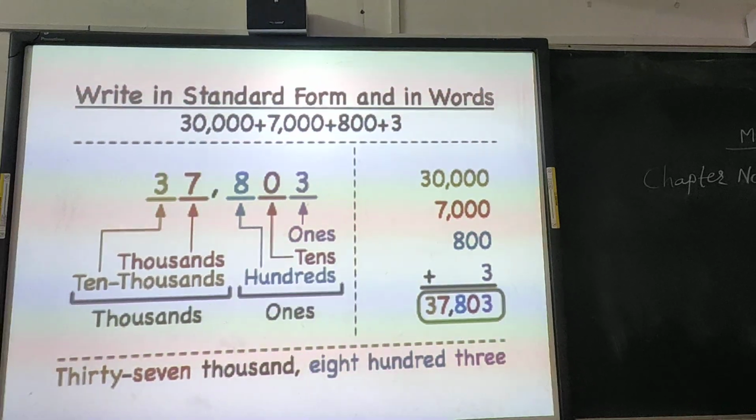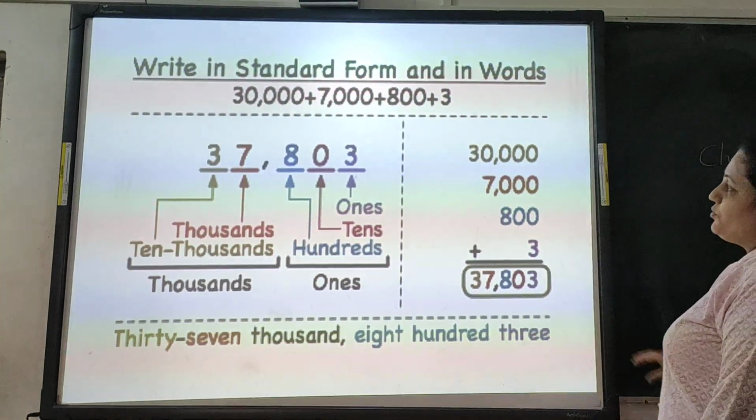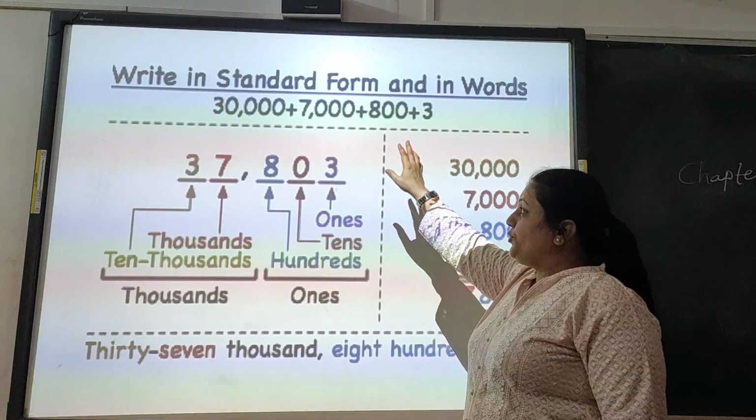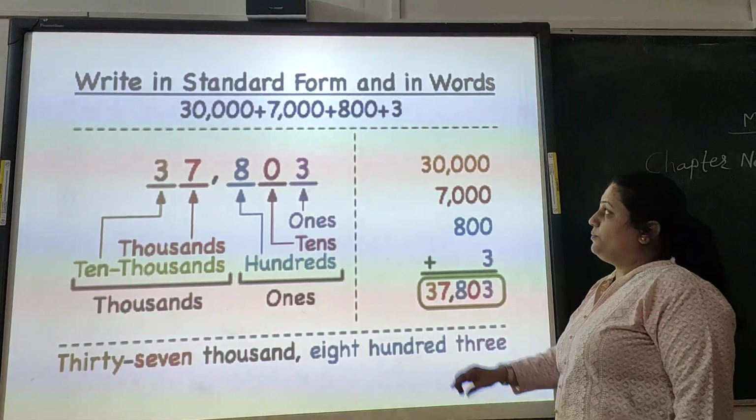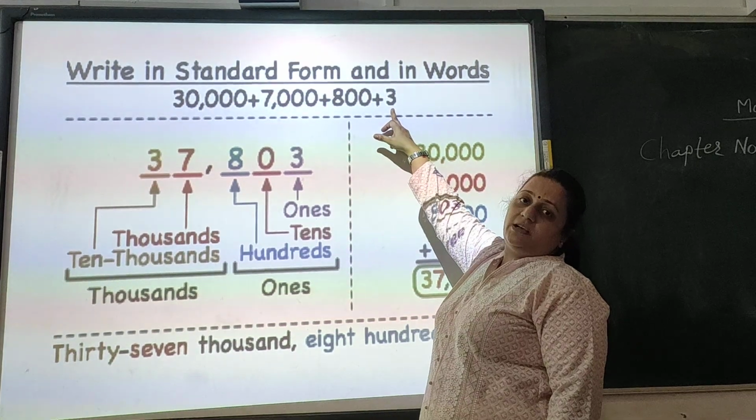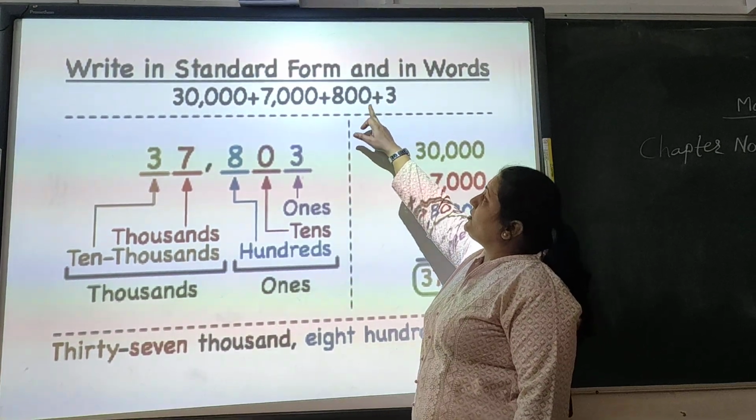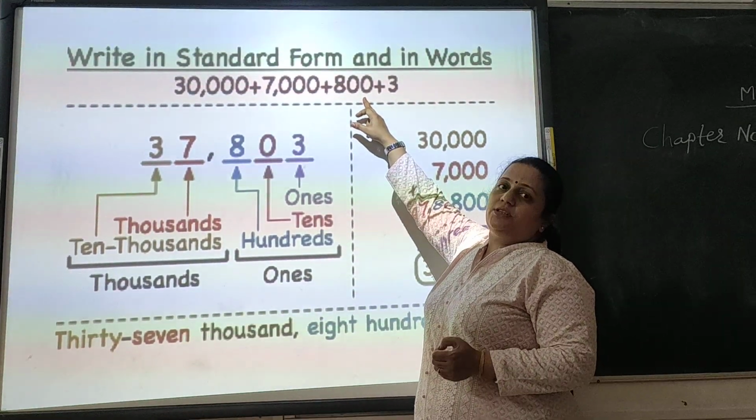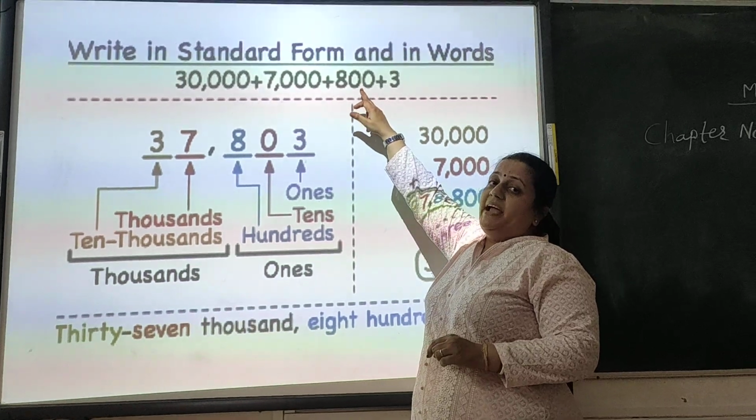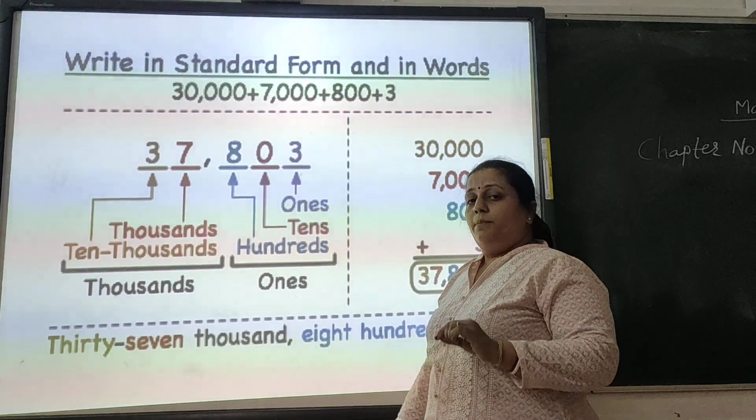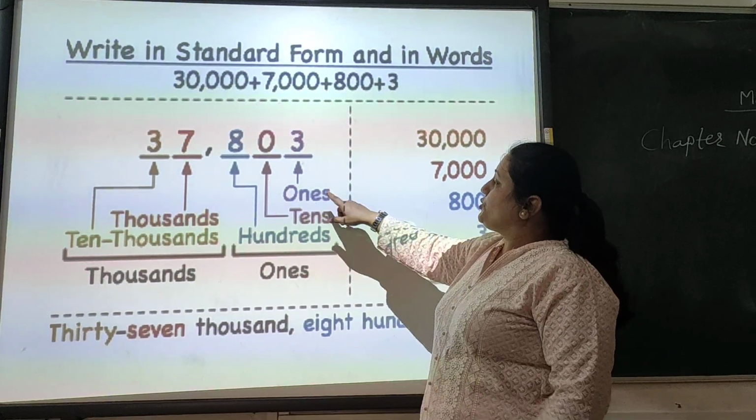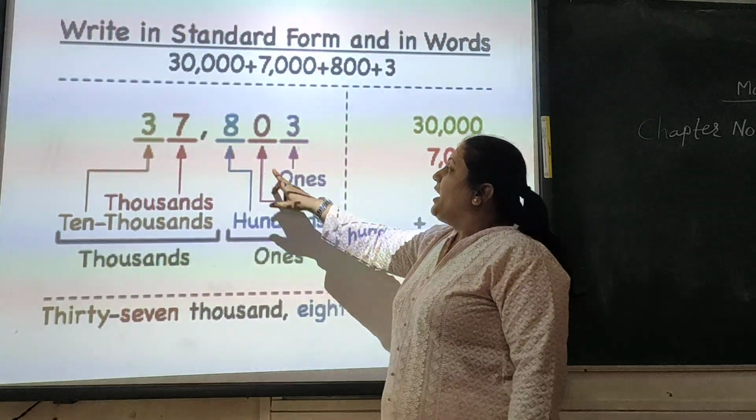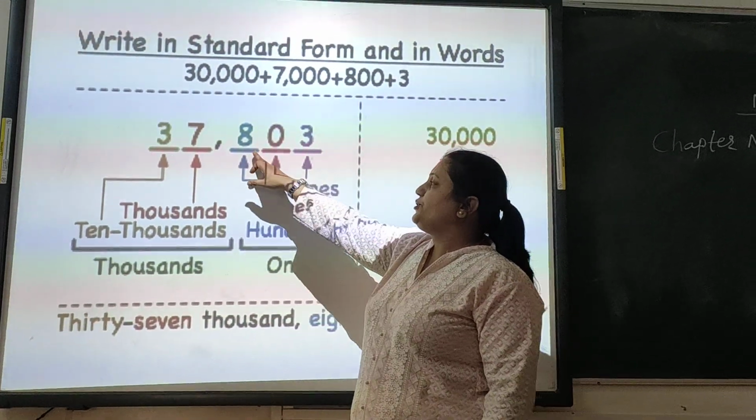Now see, write in standard form and in words. Okay, now this question is given to you. 30,000 plus 7,000 plus 800 plus 3. Now you have to write in the standard form. Now you know its value is 3, means it is on the ones place. Now after 3 again here 800. So tens place is empty here. Nothing is there on the tens place. Directly 100 place is given. 800 means what? 8 into 100. Means obviously 8 will be on the 100 place. So 3 on the ones place. Nothing is there on the tens place, so we have to write 0. And 8 is on the 100 place. So we have written 8 on the 100 place.